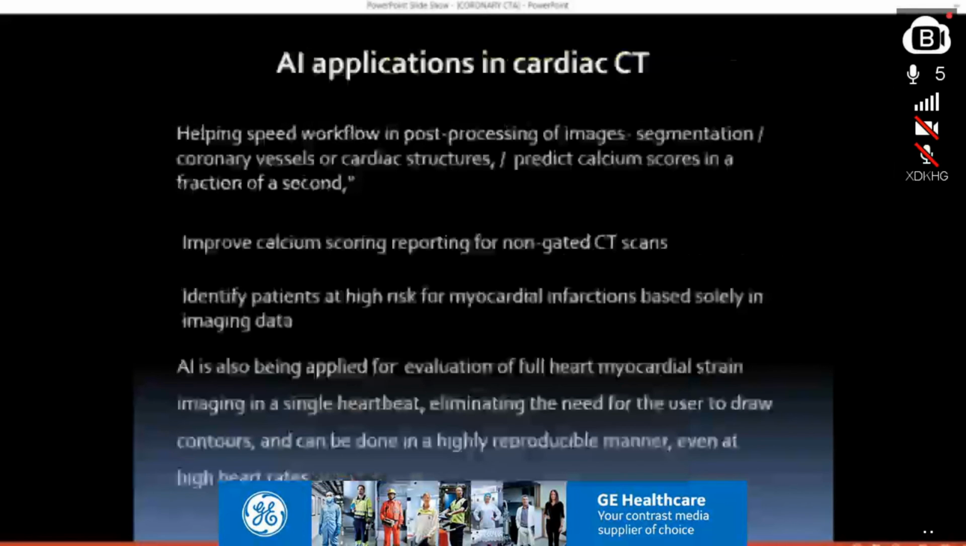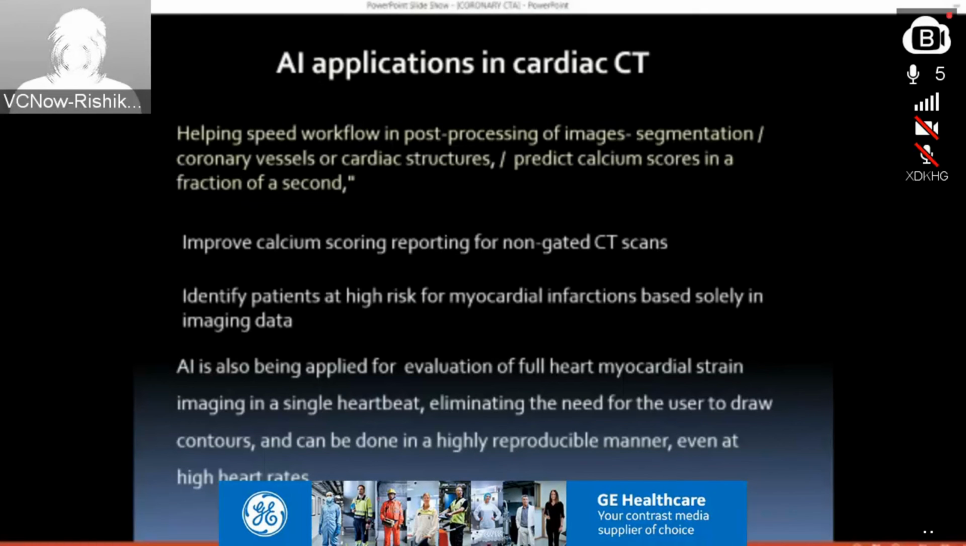Now, a lot of AI and machine learning is coming into cardiac CT. It is basically intended at pushing all the workflow and all the data set into the machines, and they will automatically segment the vessels, map all the coronary cardiac structures and predict calcium scores within a fraction of a second. There is work going on that if you have done a non-contrast CT of the chest, which is non-gated, suppose for radiotherapy planning or an HRCT chest, you are able to derive calcium score information from those scans as well.